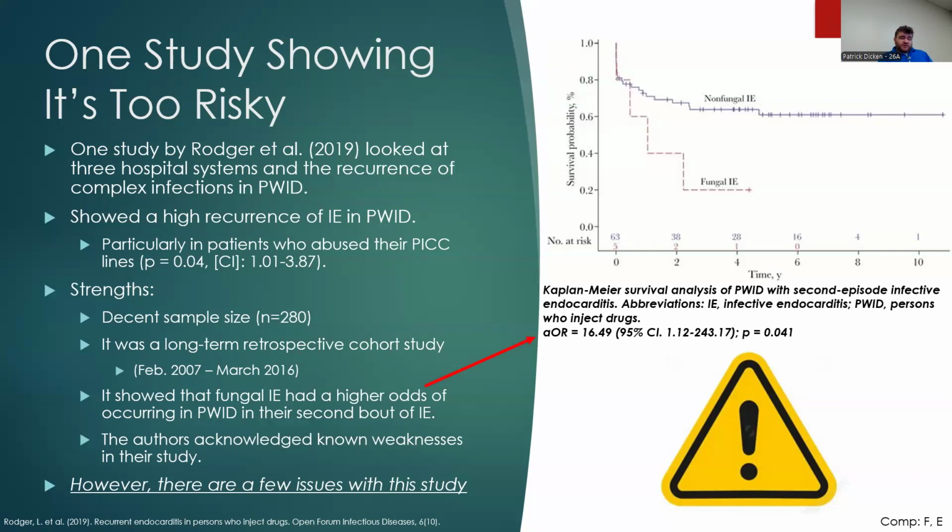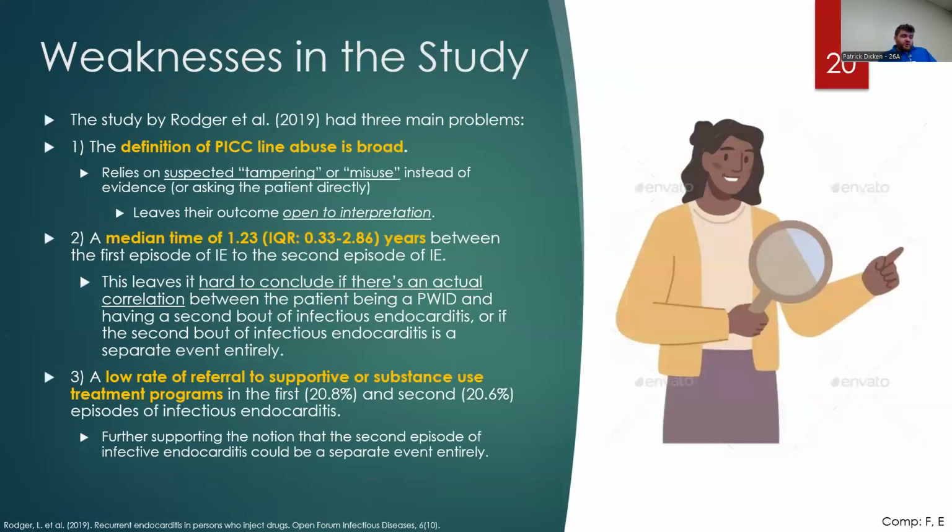There are some issues with the study, though. Number one, the definition of PICC line abuse is broad. They rely on suspected tampering or misuse instead of evidence or asking the patient, which leaves it open to interpretation. There was a median time of 1.23 years between the first and second episode of endocarditis, so it's hard to conclude if there's an actual correlation between these two. And there was a low referral rate to supportive or substance use treatment programs in the first and second episode of endocarditis.